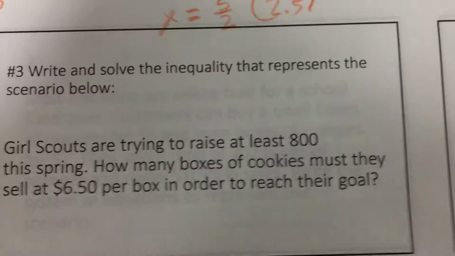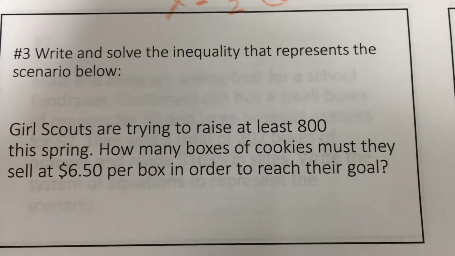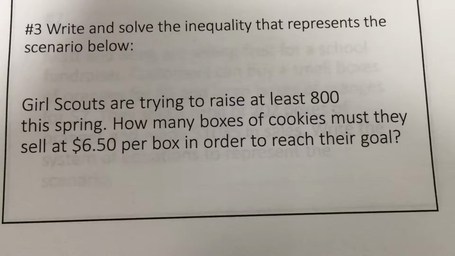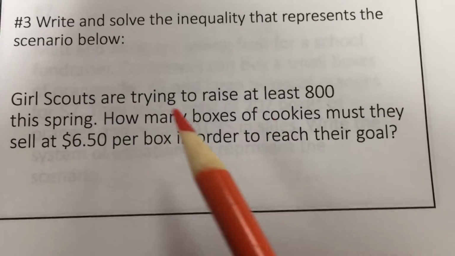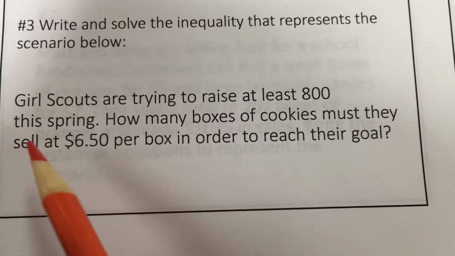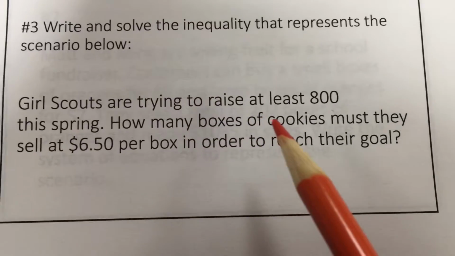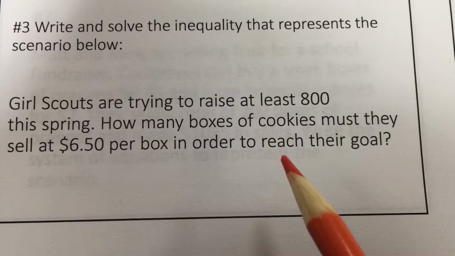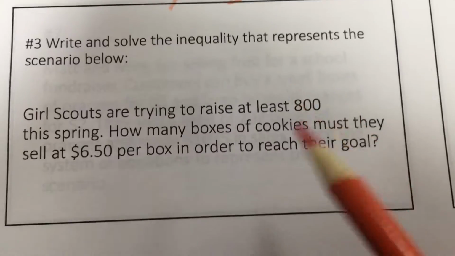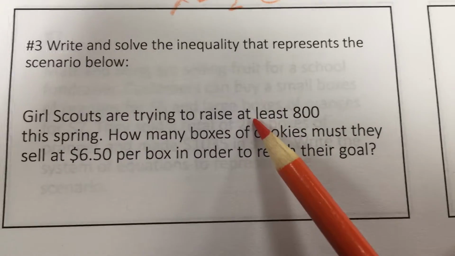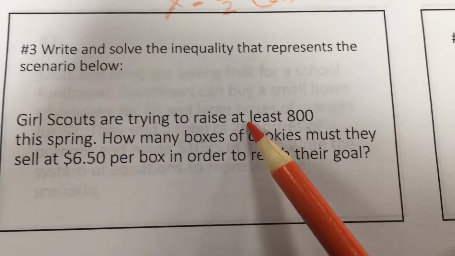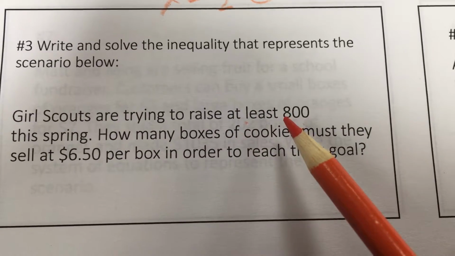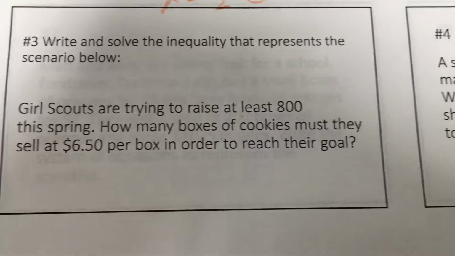Next, number 3. Let's write and solve the inequality that represents the scenario below. Girl Scouts are trying to raise at least $800 this spring. How many boxes of cookies must they sell at $6.50 per box in order to reach this goal? So they're trying to raise at least $800 this spring. All right, so they can raise $800 or more.